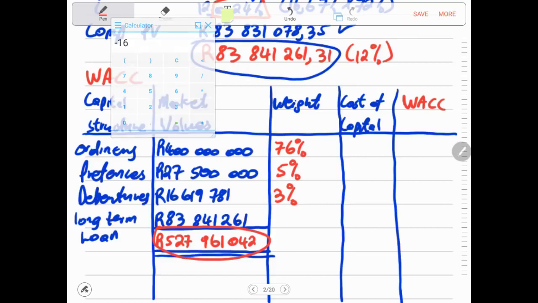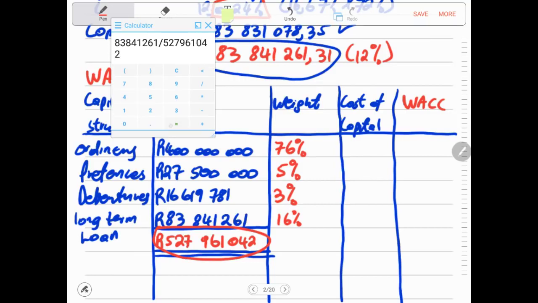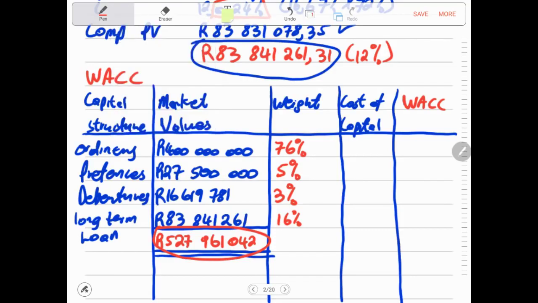If you want, you can just say 76 plus 5 plus 3, deduct from 100. Then you have 16% being the remainder. That is the easiest approach. Or else you can still say 83,841,261 divided by 527,961,042, times that by 100 is 15.8, which is 16%. So either way, if it is the last one left, you can just deduct the total from 100% to get the accurate one. Now we go to the cost of capital.